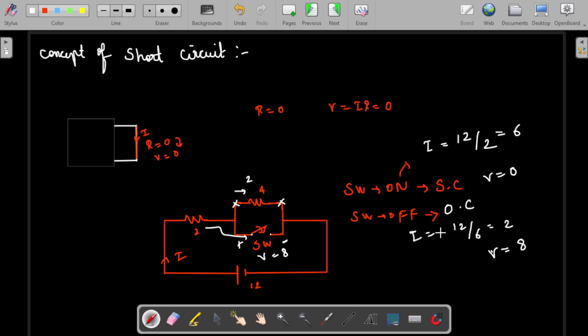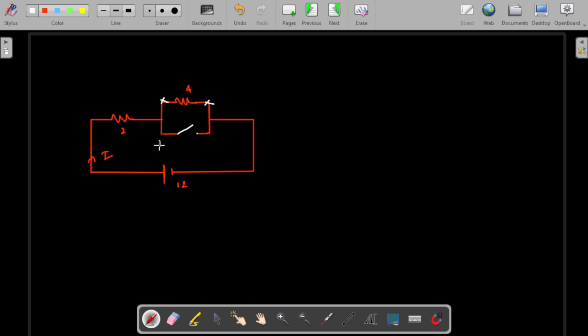The thing you need to take into account is that whenever the circuit is open, voltage can be present, but current will be equal to 0. When it is shorted, voltage will be 0, but current can flow. That is the key difference you have to take into account. So when a resistance is shorted, V is equal to 0, but current can flow.